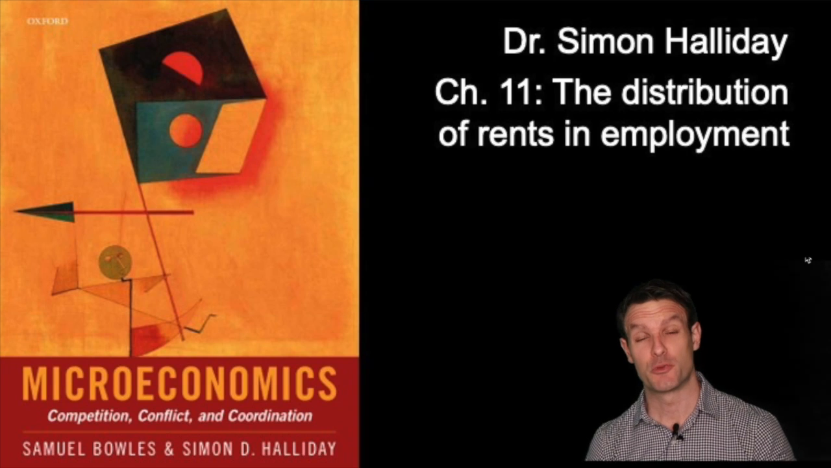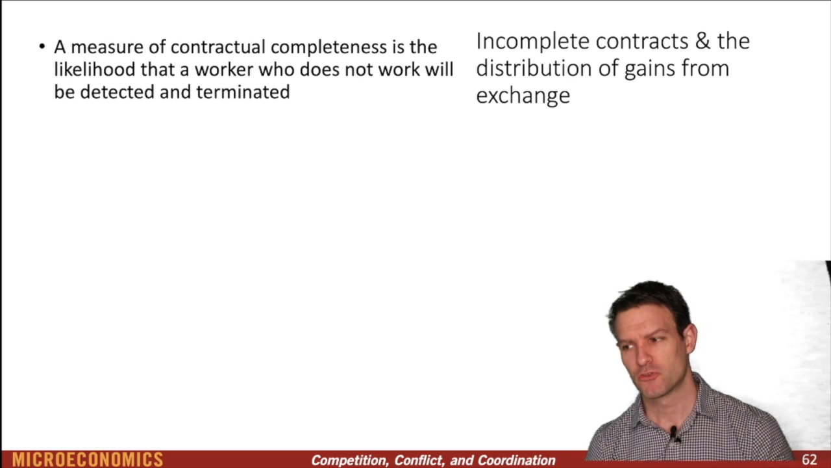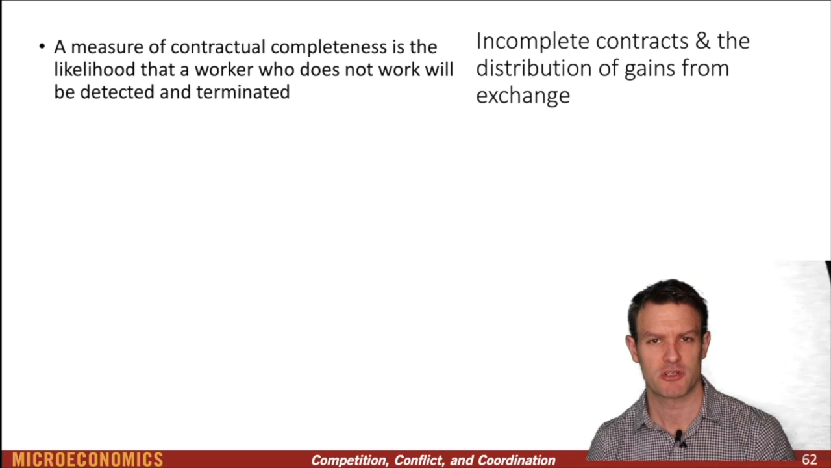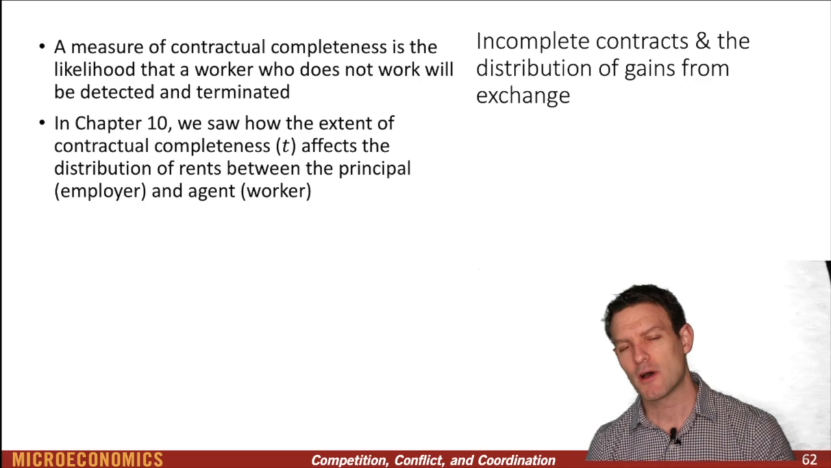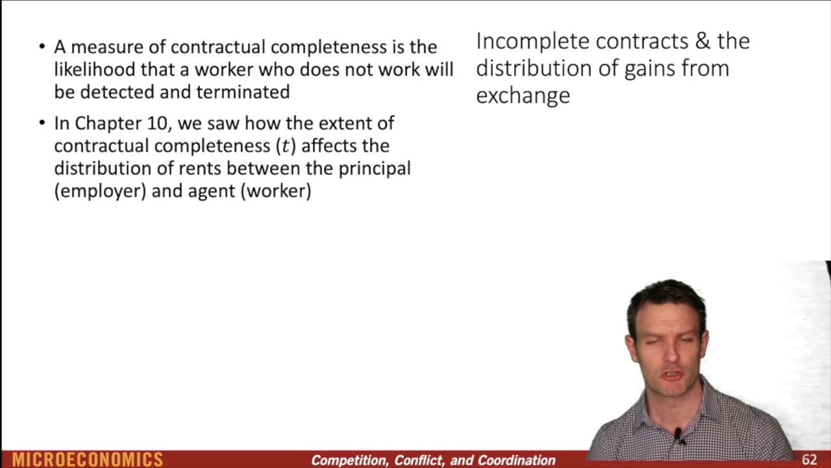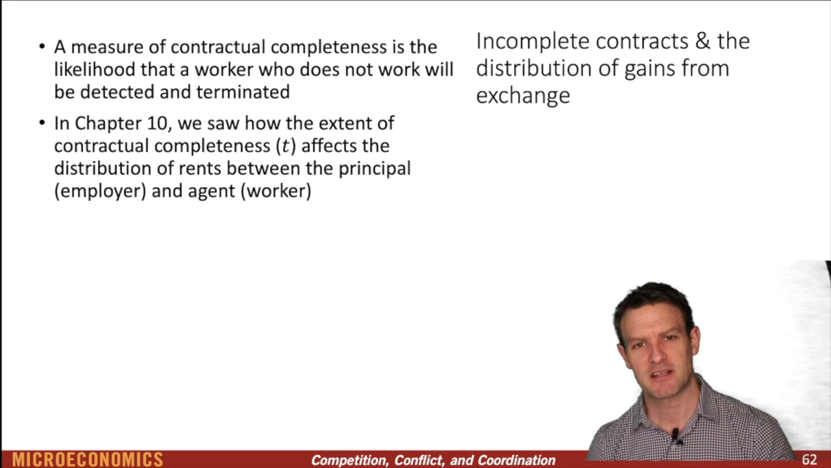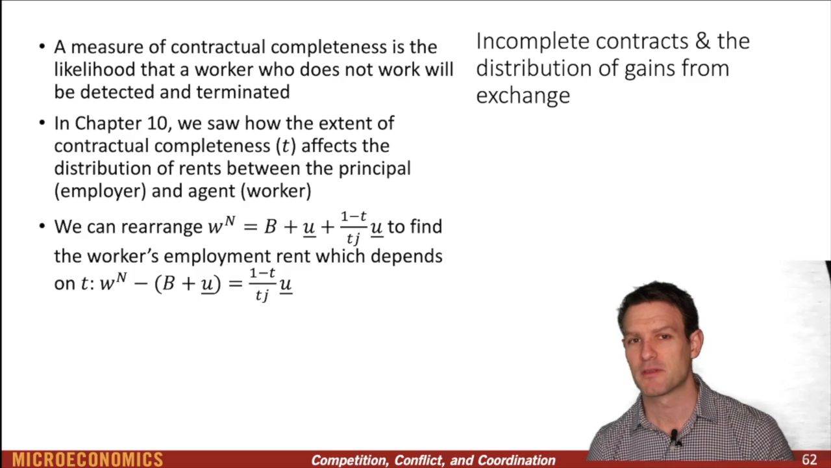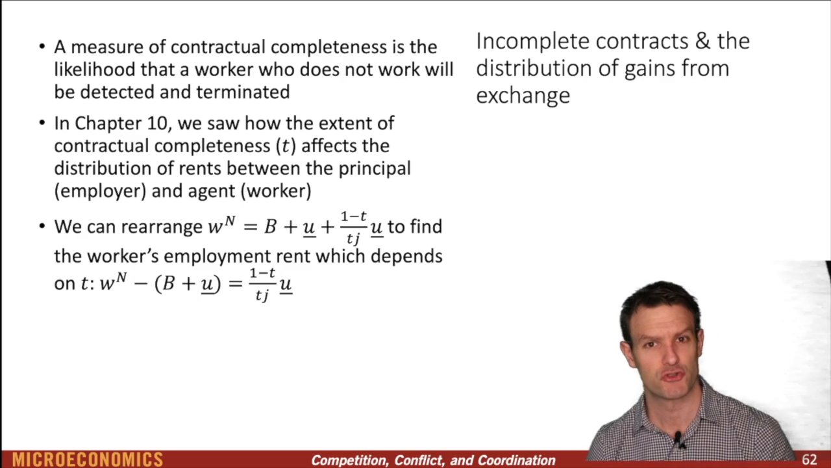Here we're going to talk about the distribution of employment rents and how that occurs in terms of thinking through the no-shirking model. We know that a measure of contractual incompleteness is the likelihood that a worker who does not work well is detected and terminated. We saw a version of this in Chapter 10, with the extent of contractual incompleteness T affecting the distribution of rents between the agent, the subcontractor, and the principal, the buyer. Here we've got a similar thing between the principal, the employer, and the agent who's the worker.